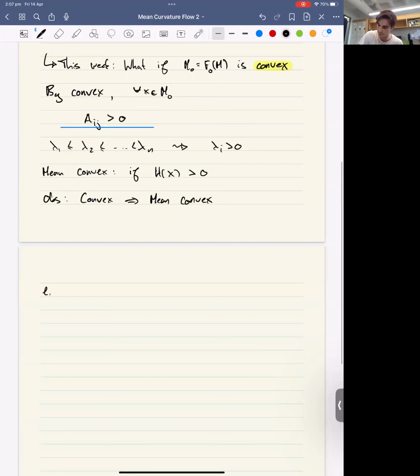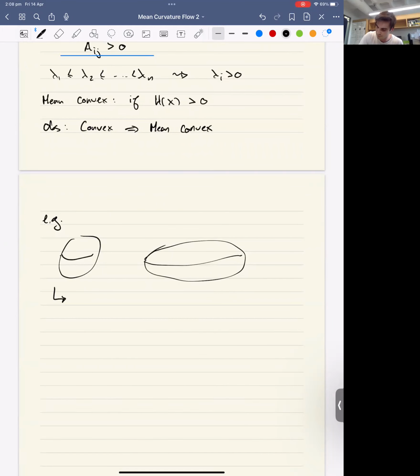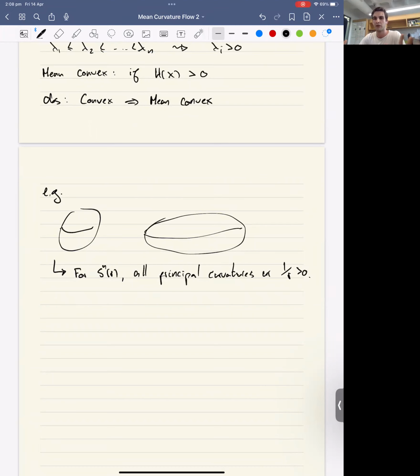Some examples: maybe the easiest example that comes to mind of a convex surface is our sphere, although the ellipsoid is also convex. Here with the sphere S^n of radius R, all the principal curvatures are 1 over R, which is bigger than 0. In fact, they're all the same. Part of the reason I mentioned the sphere here is that we're going to see that for a convex hypersurface, when we run it under mean curvature flow, after a long amount of time our hypersurfaces are going to start looking more and more like spheres. Our eigenvalues of the second fundamental form are going to become more and more uniform.